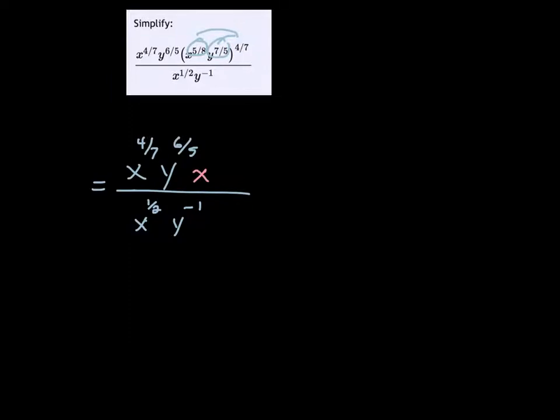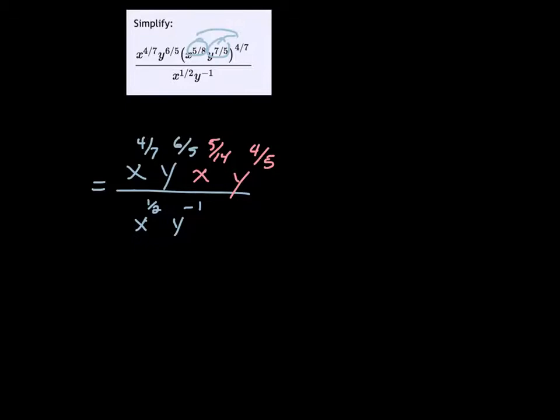First of all, to simplify this expression, I'm going to apply this power of a product rule with the 4/7. In essence, what I'm going to do is multiply the 5/8 here by the 4/7 and multiply the 7/5 by the 4/7. And then after multiplying those exponents together and simplifying, what I get is 5/14 for the x exponent and 4/5 for the y exponent.